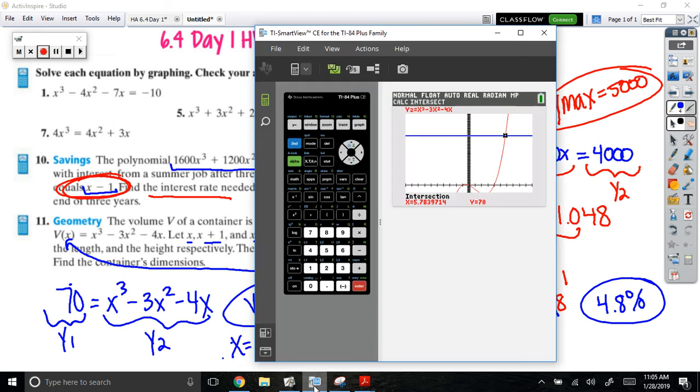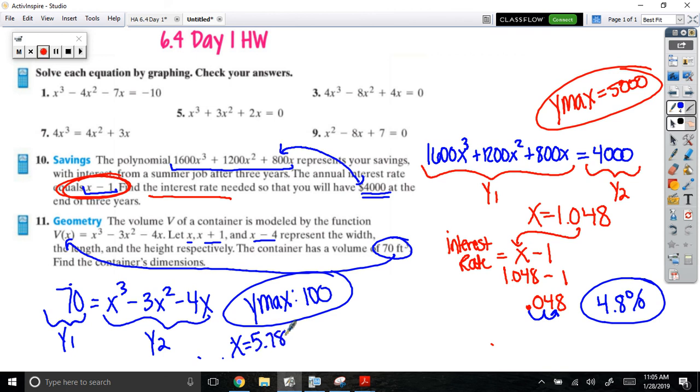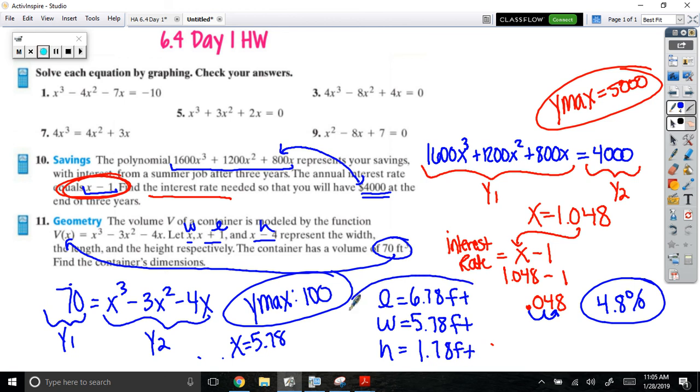So what did I say? 5.78. So if we go back, it says width, length, and height respectively. So this is width, length, and height respectively. So the length will be plus 1, so that will be 6.78 feet. The width is just x, that's 5.78 feet. And the height, minus 4, would be 1.78 feet. Hopefully that helps if you were struggling on the word problems.